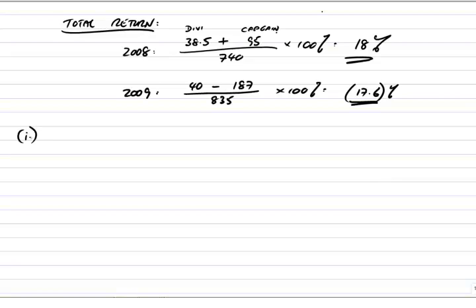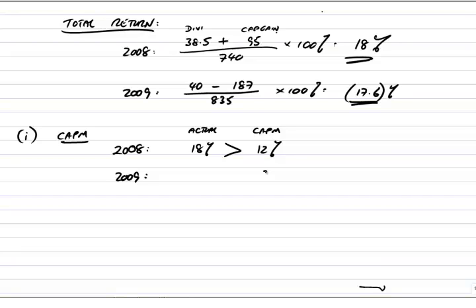Number one, discuss them with respect to returns predicted by capital asset pricing model. So in 2008, we actually got 18%. Capital asset pricing model said 12. So the actual results were higher. Whereas in 2009, capital asset had predicted 8%. We obviously, it was negative. We were less than capital asset.